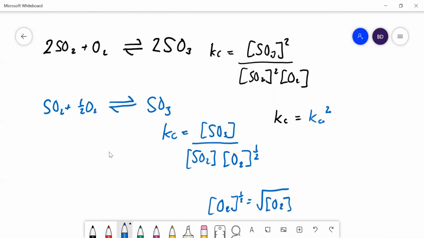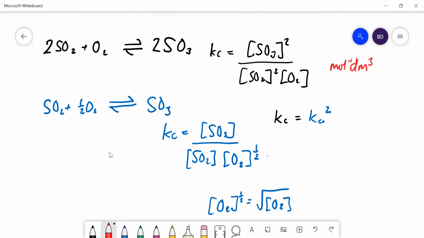Now, the units for this one, we worked them out before. The units for the black one is mole to the minus 1 dm to the 3. Whereas, let's have a look at the blue one. Well, that's going to be a bit more complicated.